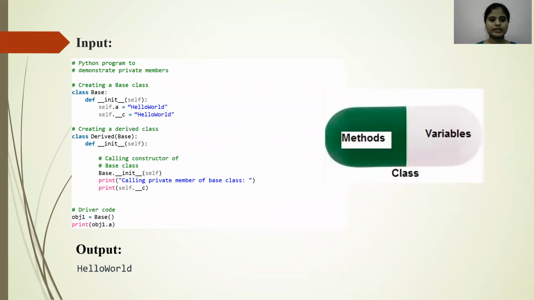Let's just demonstrate the private members by first creating a base class. After creating a base class, we should create a derived class. In the derived class, we should call the constructor of the base class, then print the private member of the base class, then the driver code. And here is the output.